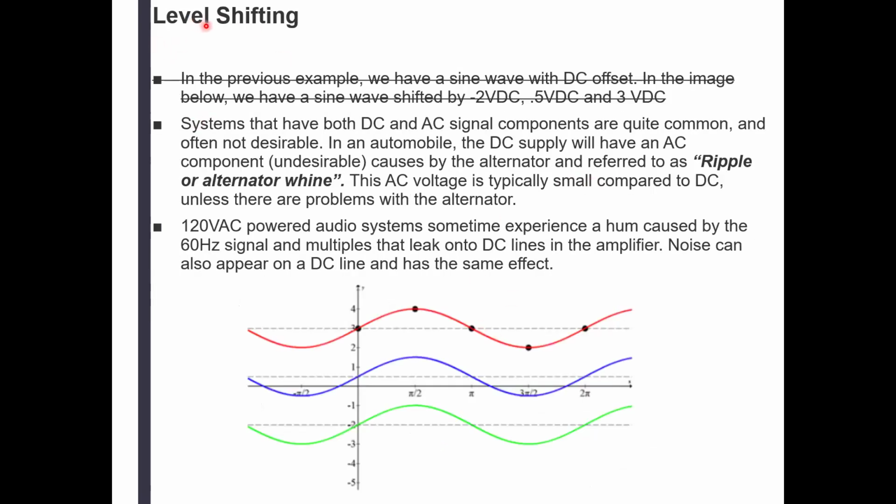Level shifting. We're almost done for today. Systems that have both DC and AC signal components are quite common and often not desirable. However, sometimes we do want that, sometimes we don't want that. I just showed you the example of the noise that was in the audio, but sometimes in the automotive supply, we want to eliminate that noise too, caused by the alternator, so the digital circuitry can function, and whatever other circuitry, radio can function without you hearing that alternator noise, you know.